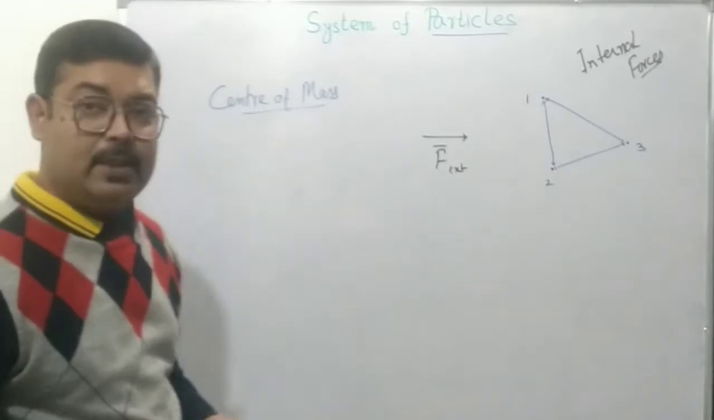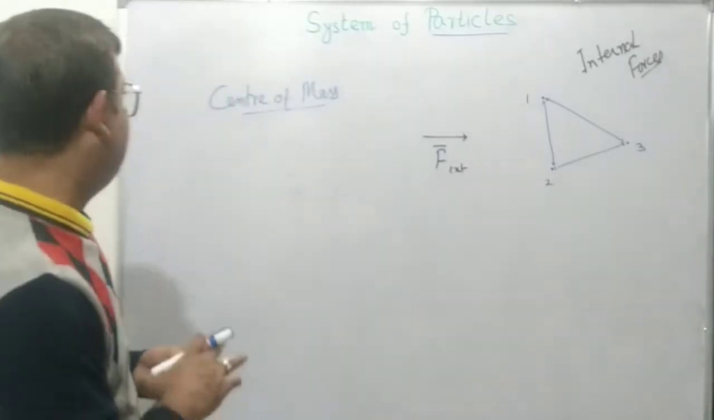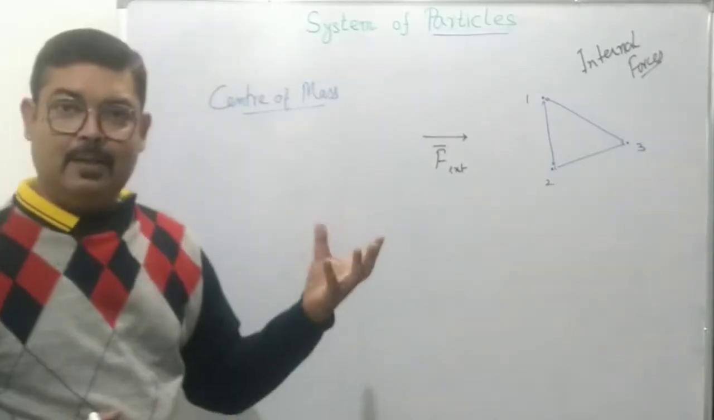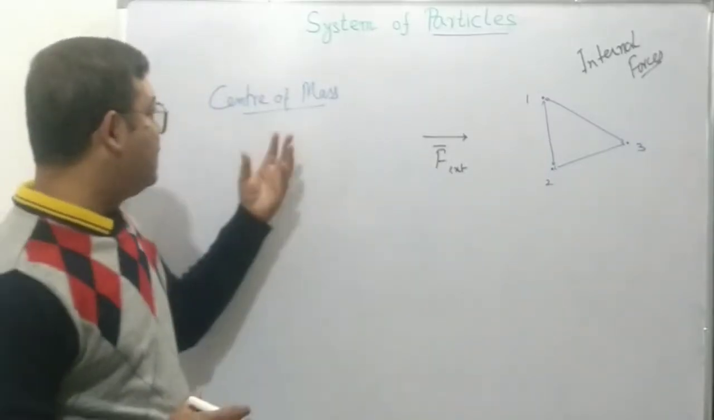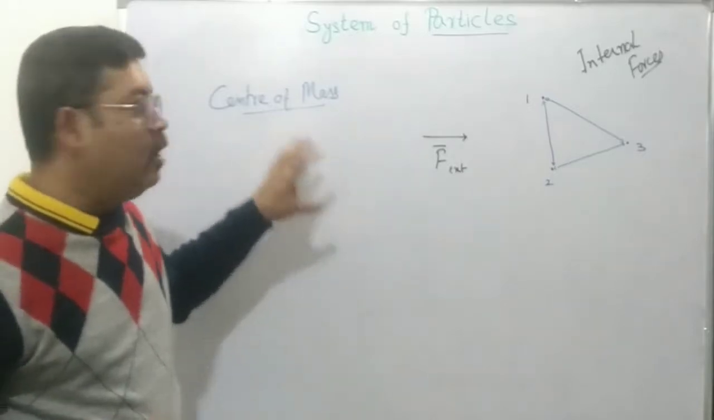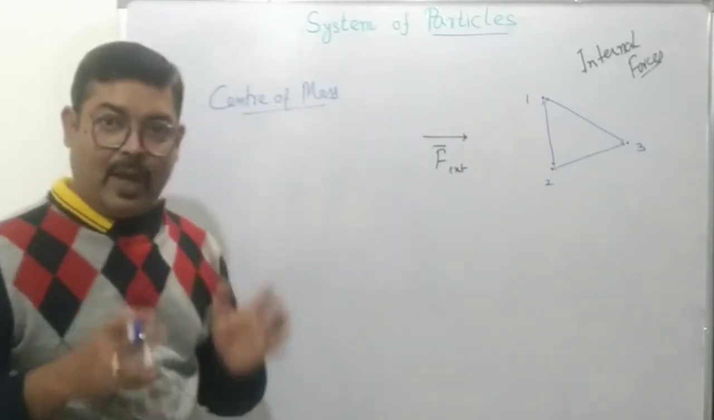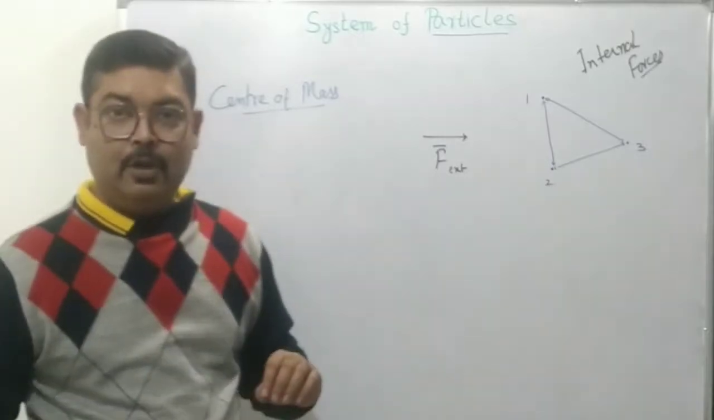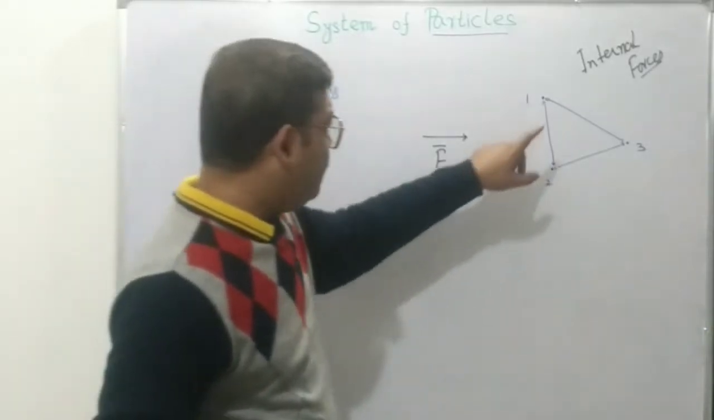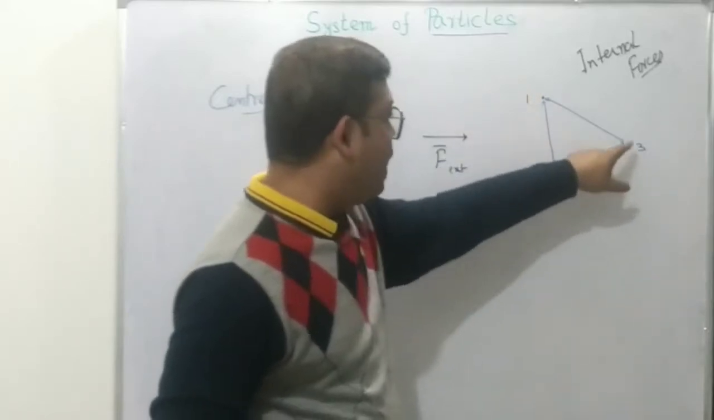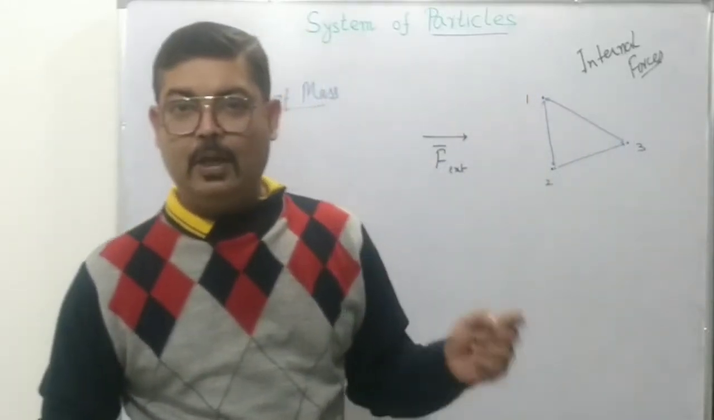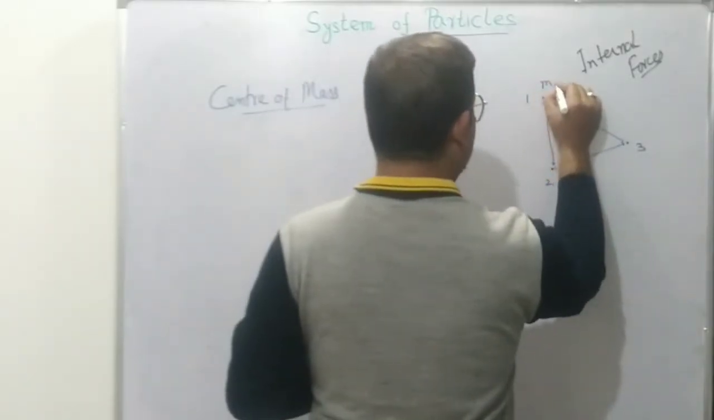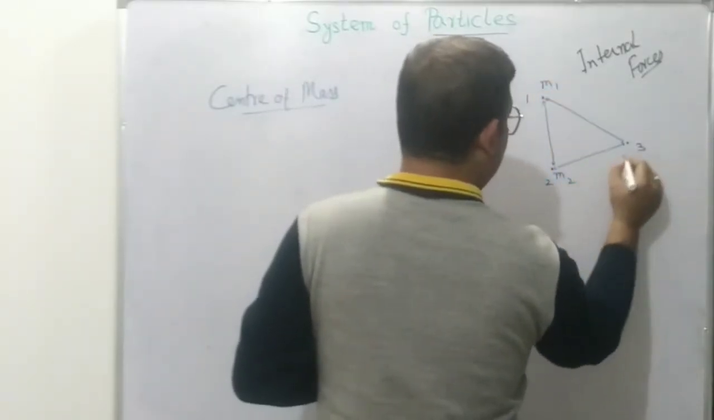Now what is center of mass? By definition, by the term itself, you can say that center of mass is the mass center, or the center point where the mass is concentrated. So if we have to define it in words, what we will say is that center of mass is that point where we can consider the entire mass of the system of particles to be concentrated. So let us say this is M1, this is M2, and this is M3.